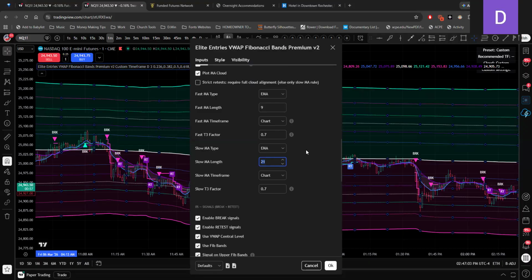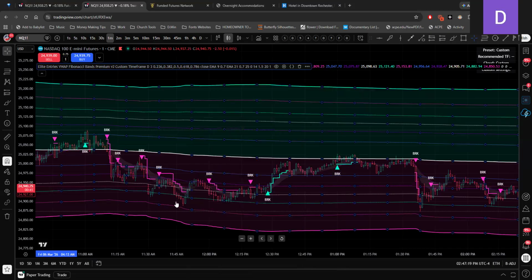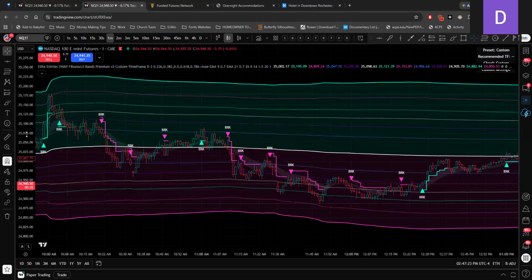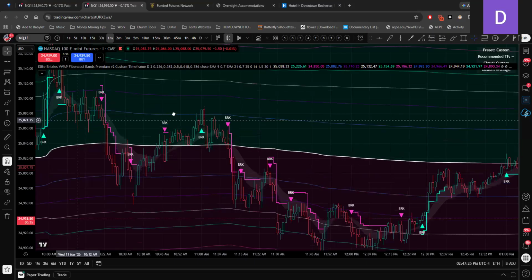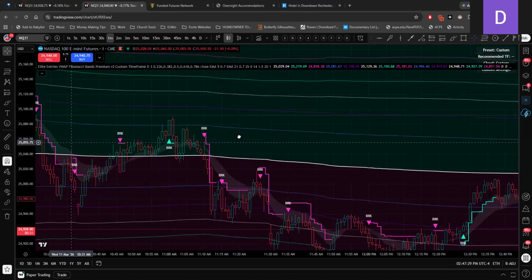Okay, there you go. Let's turn off the retest signals to clean it up even more. Turn off the fast moving average. And let's say we want to turn off the slow moving average. There we go. Now we have our trend cloud giving us direction. All right, boom, here we go.